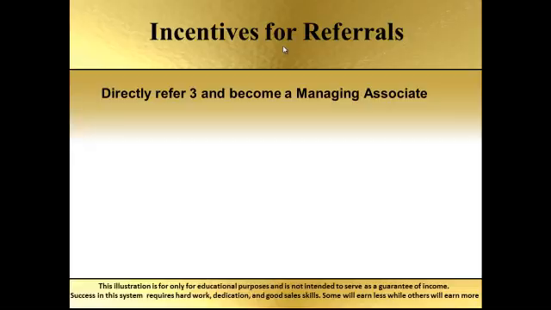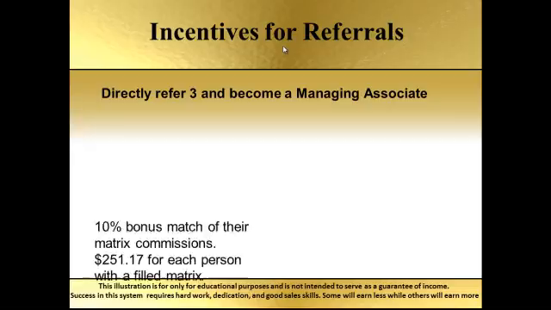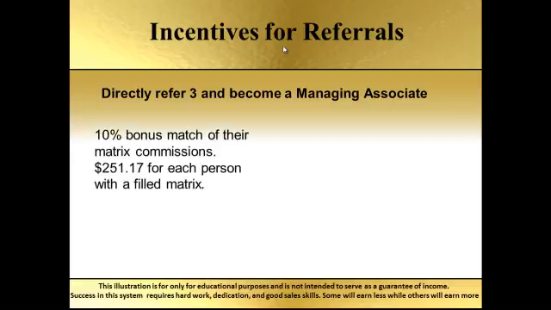Well, here's what happens if you get 3 people. 2 things happen. First of all, you get a 10% bonus match of those people's matrix commissions. So you've got 3 people here. Whatever they're making, you get 10% match of that. So if you've got 3 people making $2,500 a month, if their matrix is filled, well, 10% of that is $250, right? So you'd be making an extra $750 a month on top of your $2,500.